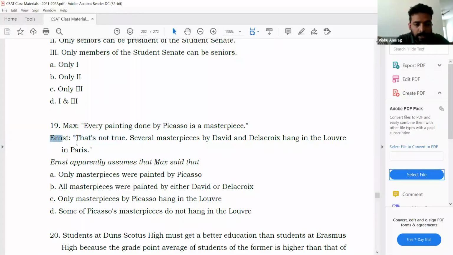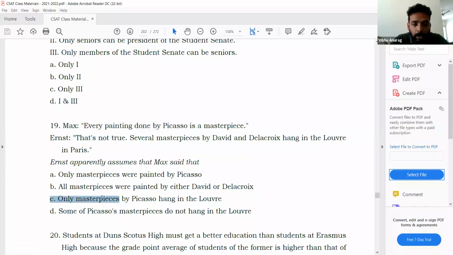See, Ernst has replied to Max, but he did not get what Max said. So he said that's not true. Several masterpieces by David and Delacroix hang in the Louvre in Paris. So what is he replying to? What has he heard Max say? If he heard that only masterpieces were painted by Picasso, and he replies that's not true, what should he say? He should say many of Picasso's paintings were not masterpieces. That would be an appropriate reply. If he had heard that all masterpieces were painted by either David or Delacroix, and he replies that's not true, then he will say that other artists also made masterpieces other than David and Delacroix.